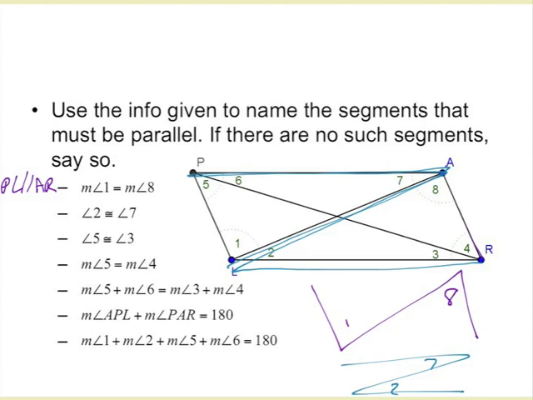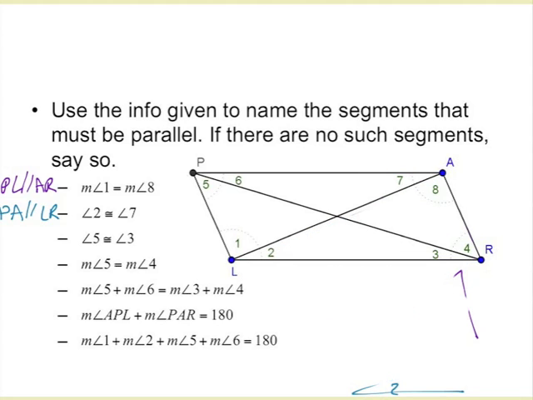2 and 7 are alternate interiors, which makes them parallels, but they make different ones than last time. Those lines make PA and LR. So we have to write those or draw those? You don't have to, but I think you'll probably do better if you do. Just for your own benefit, to kind of be able to narrow down the picture. Some people are better at seeing things in their heads. I'm not as good. I kind of have to see it on paper.